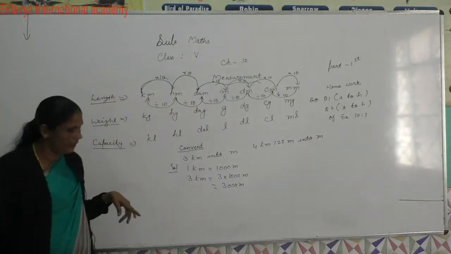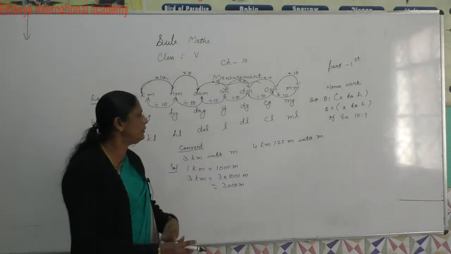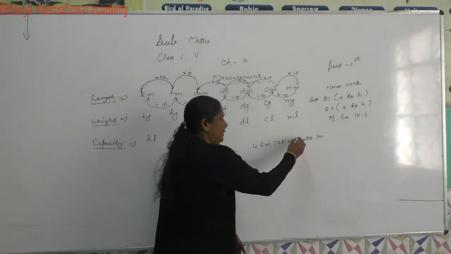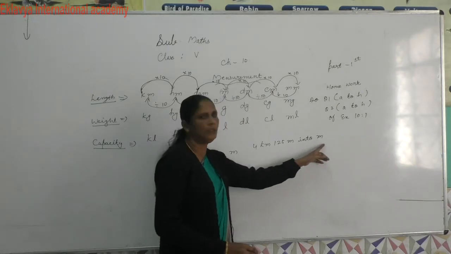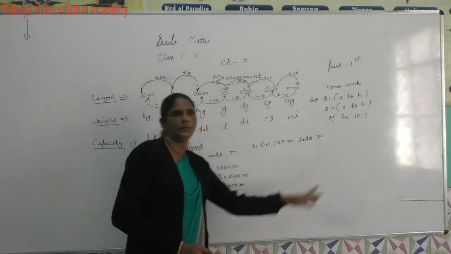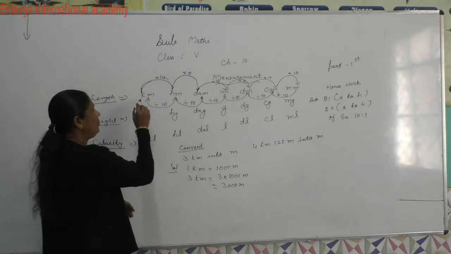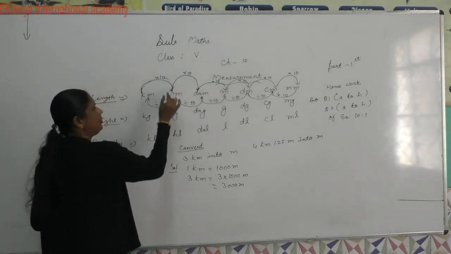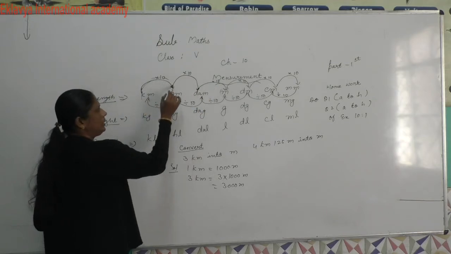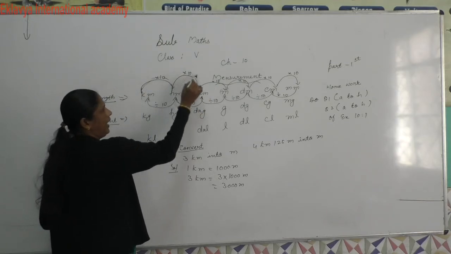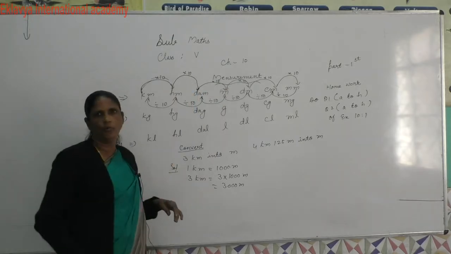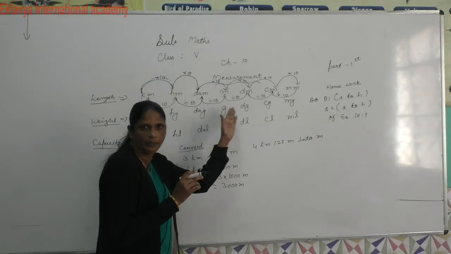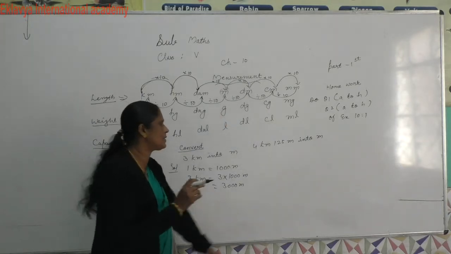Another question: 4 kilometer 125 meter into meter. Kilometer into meter, meter stays meter. Kilometer here, meter here. How many steps do we move? 10, 100, 1000. 3 steps, so we multiply by 1000.